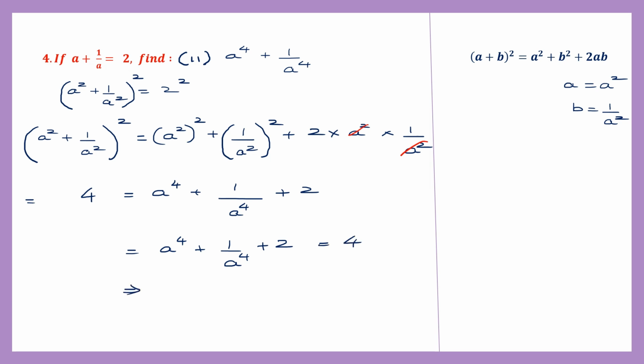Now to find the value of only a to the power of 4 plus 1 by a to the power of 4, we say 4 minus 2. So we have found the answer to a to the power of 4 plus 1 by a to the power of 4, and that is 4 minus 2, which is 2. So this is our final answer.